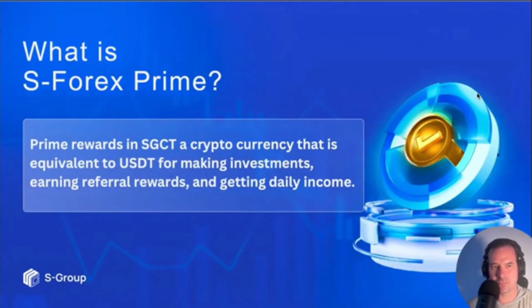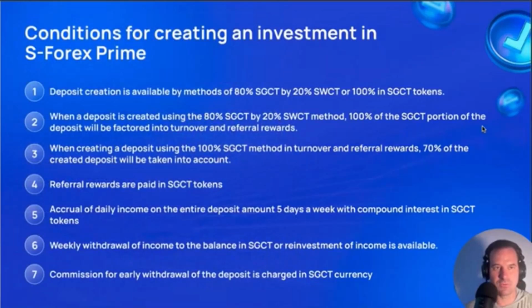What is S-Forex Prime? Prime rewards in SGCT, which is a cryptocurrency that is equivalent to USDT. So it's equivalent to 1 USDT for making investments, earning referral rewards, and getting daily income. So it's what you get paid in, guys, is SGCT in the Prime investment, which is awesome. So let's get going here with this next one.